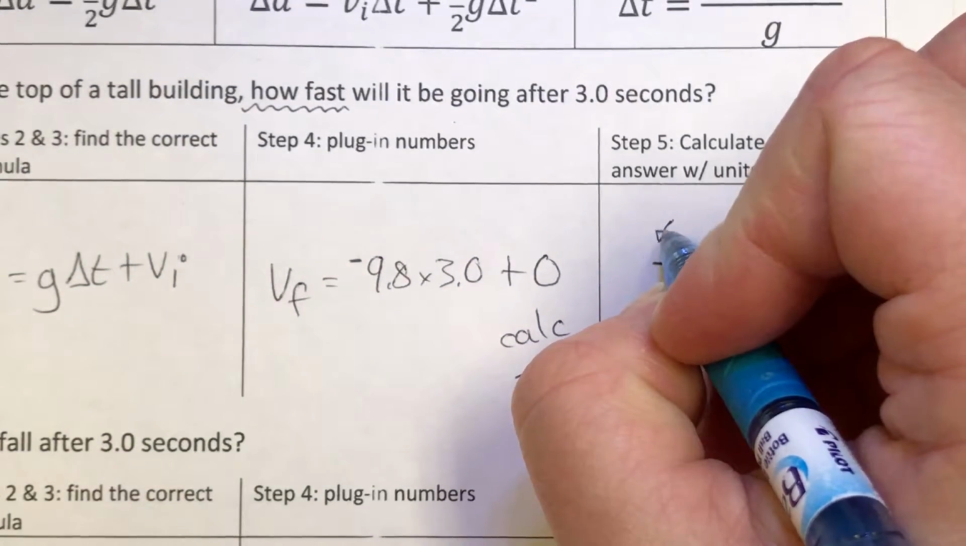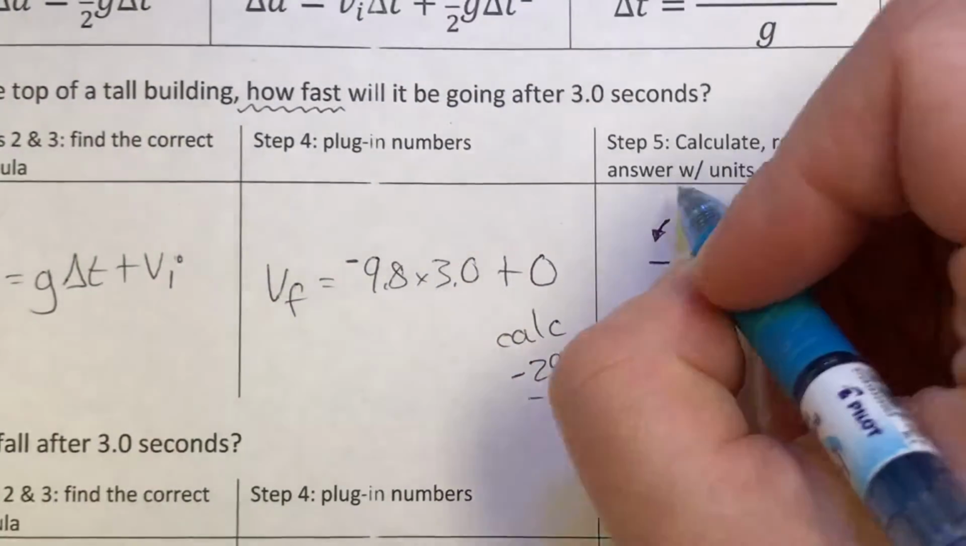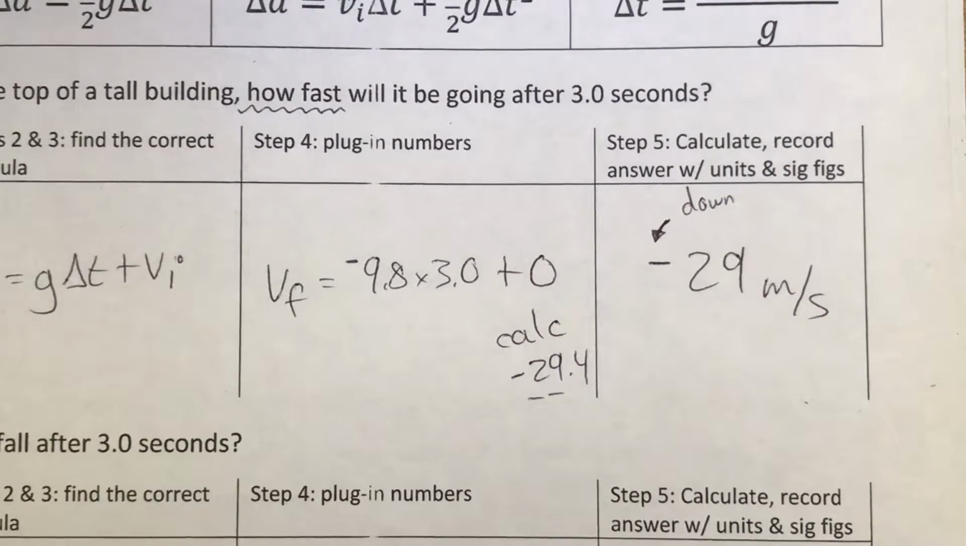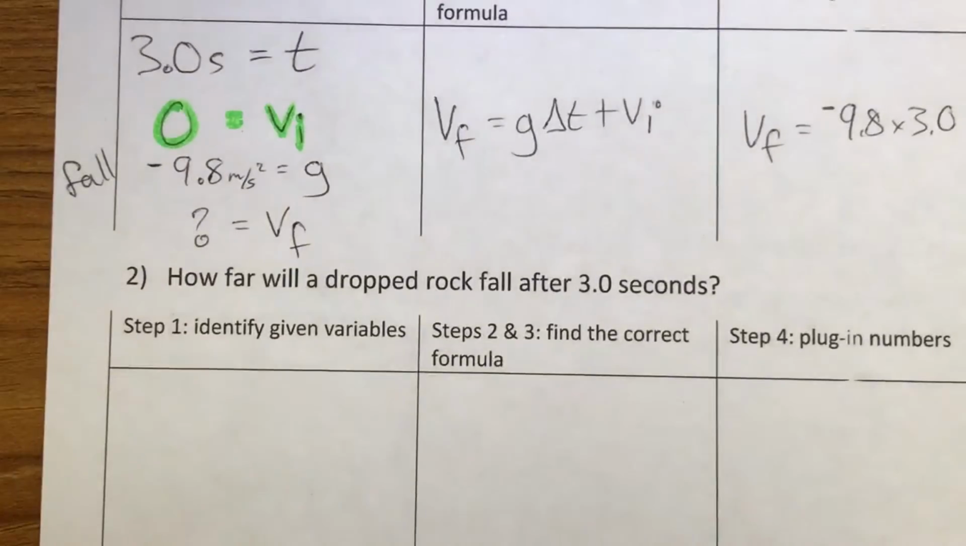Now that negative, you might ask yourself, what's going on there? That just means that it's going down. That just tells us what direction it's going. So this is 29 meters per second, but it's going downward, which makes sense because it's falling.